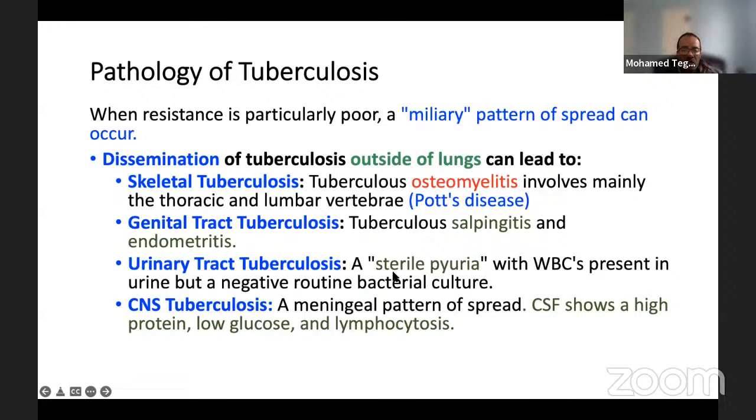Urinary tract TB, we all remember the sterile pyuria, which is a urine sample showing white blood cells with a negative routine bacterial culture. CNS infection or disseminated TB can cause meningitis, and the most common finding in TB meningitis would be in the cerebrospinal fluid, or spinal tap, which shows high protein, low glucose, and lymphocytosis.